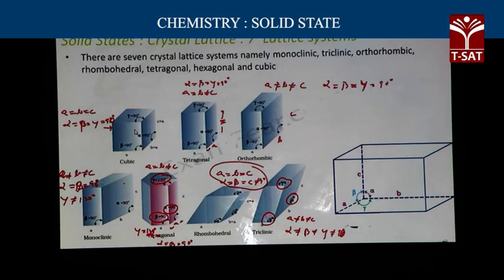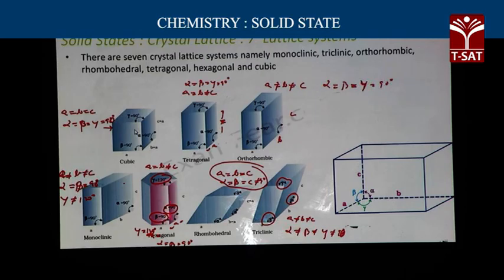Similarly, in a triclinic crystal system, here the 3 lengths are different and the 3 angles, interplanar angles, are also different. This is very important. Alpha is not equal to beta, beta is not equal to gamma, which is not equal to 90, A is not equal to B, B is not equal to C. So, triclinic crystal is having different phase lengths and different interplanar angles.